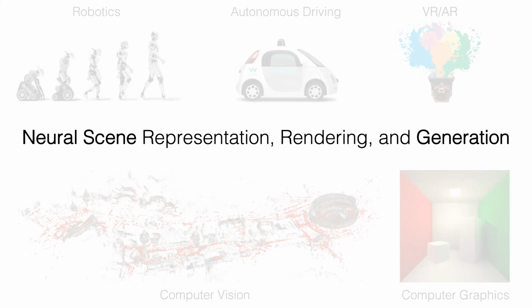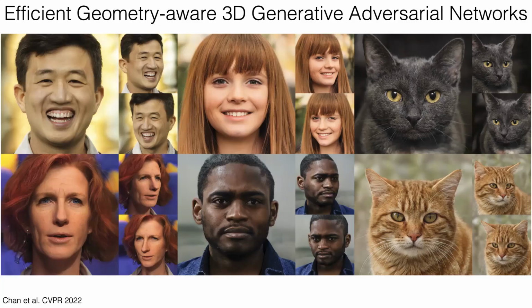For me, this is the pinnacle of machine learning based computer graphics: generative adversarial networks, or generative models in general. I'll mostly talk now about a recent paper that we just presented at CVPR, which we called Efficient Geometry-Aware 3D Generative Adversarial Networks. The basic idea is that you train a network to generate people or animals that you've never seen before. These people do not exist in reality. They're not reconstructed in any way.